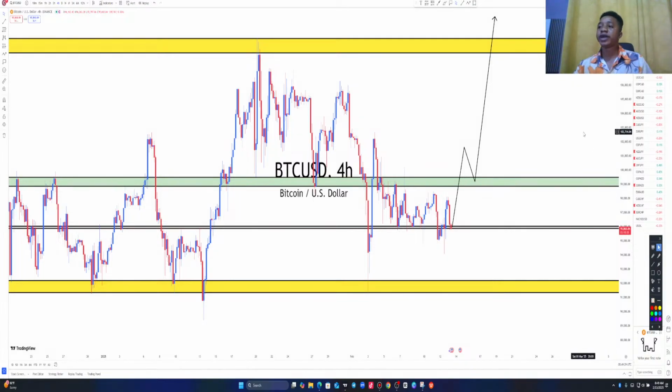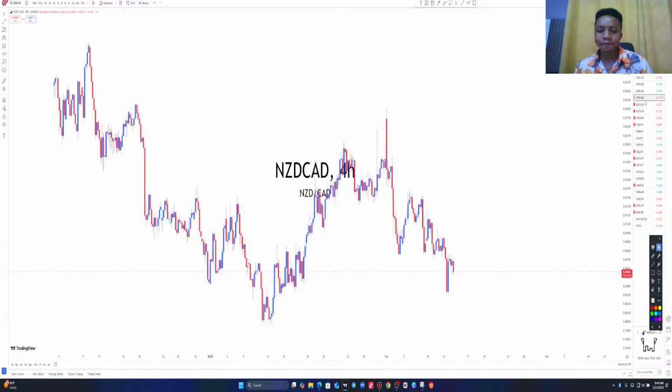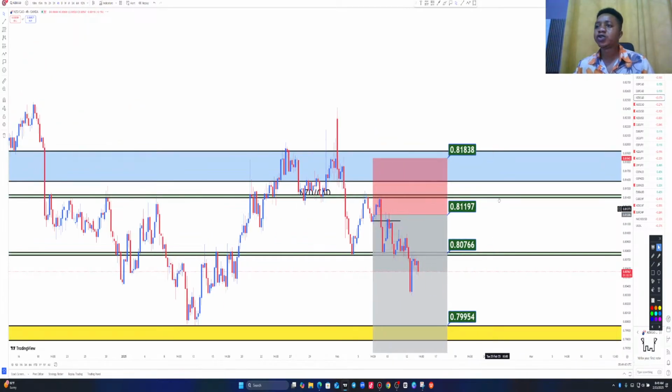All right, so let's go to the next pair very quick. I'm seeing Victor. Victor is saying NZD CAD. NZD CAD by Victor. Let's get into it very quick. All right, so this is NZD CAD.